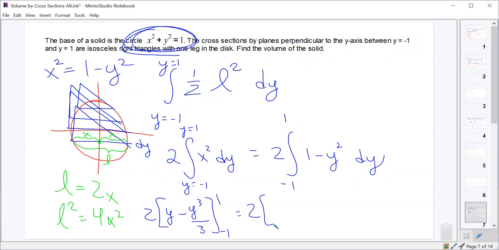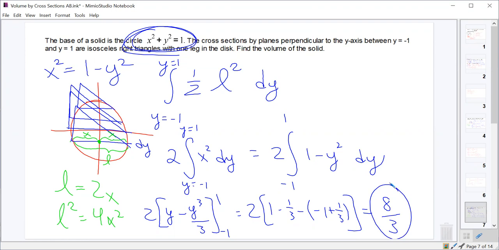Now it's just arithmetic. Plug in the 1: 1 minus a third. Plug in the -1: -1 plus a third. And let's see, 1 minus 1/3 is 2/3. And then we're going to add 1 to that. That should be 5/3. And then we're going to subtract a third. That should be 4/3. So we got 2 times 4/3, which should be 8/3. Good or no?